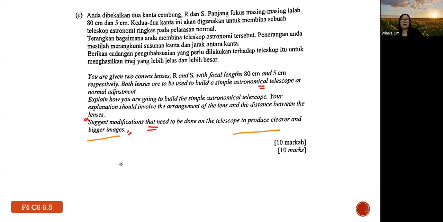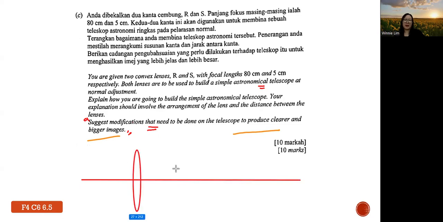So generally, if you really want to draw, first step, you draw a principal axis. And then you place two lenses here. For understanding, place two lenses. Okay, now whether it's a telescope or microscope, you actually have two lenses. The lens facing the object is called what? Objective lens. And then the other lens that is near to your eye is called the eyepiece or eye lens, no problem.